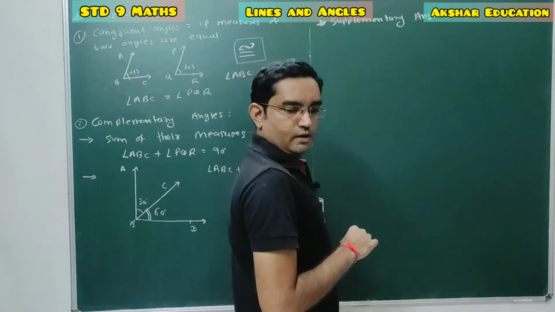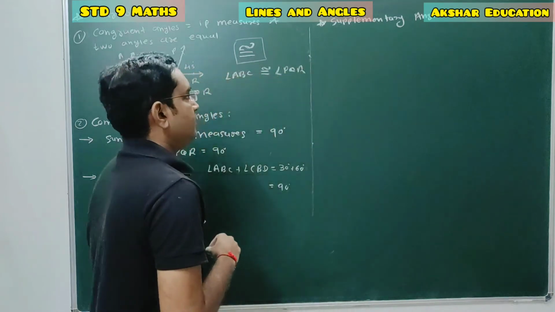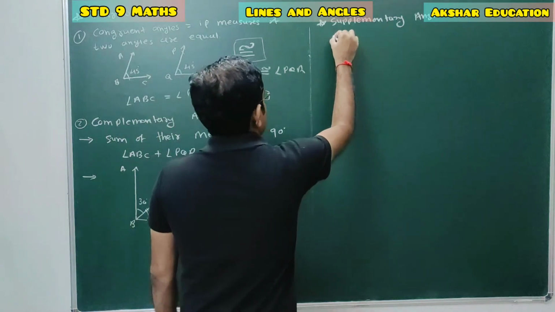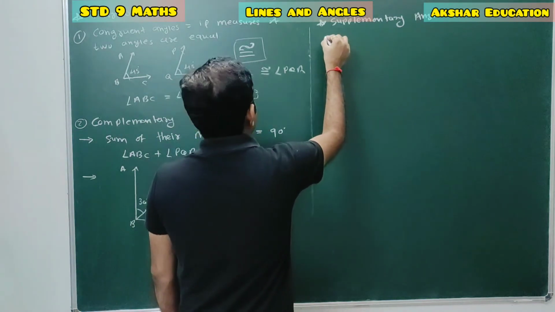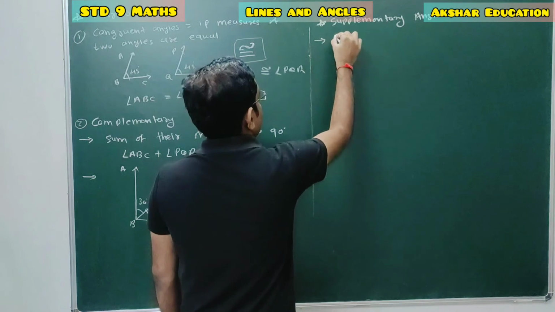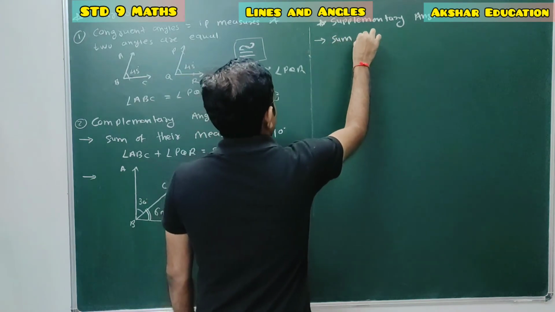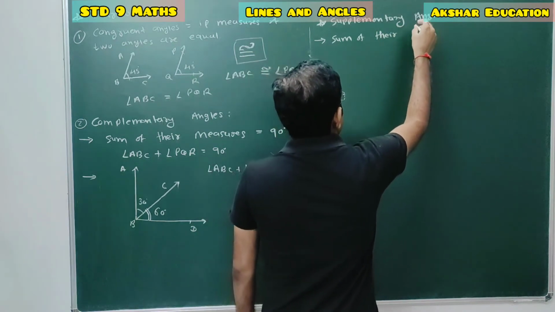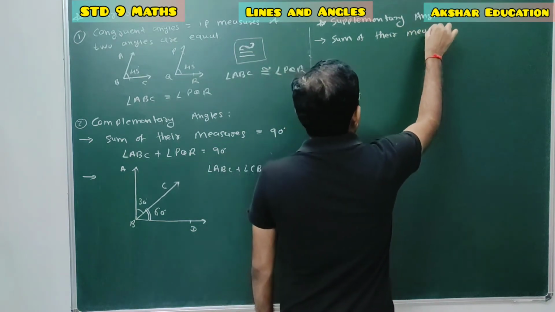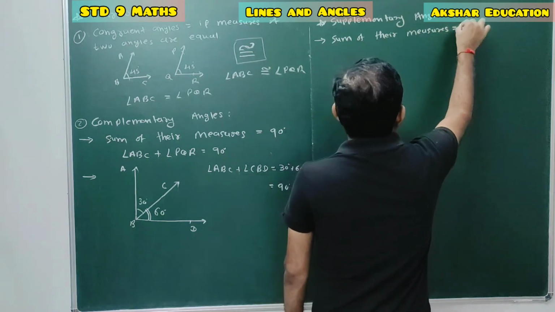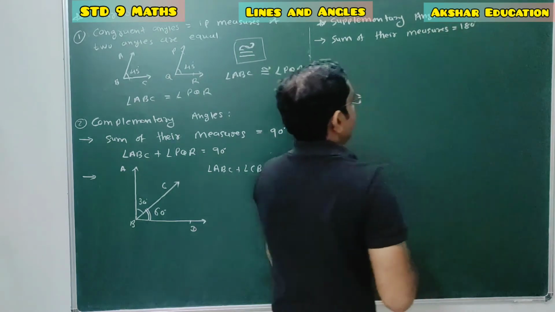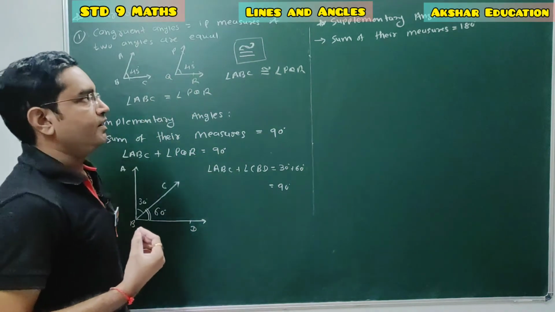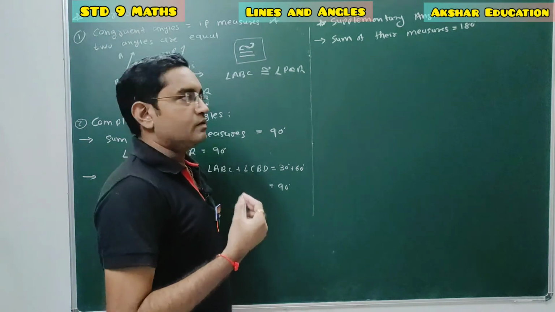Supplementary angles. Two angles are said to be supplementary angles if the sum of their measures is equal to 180 degrees. If the sum of the measures of two angles is 180 degrees, the two angles are said to be supplementary angles.